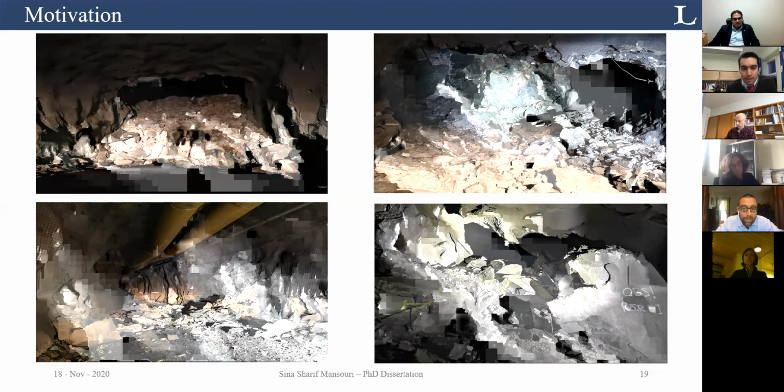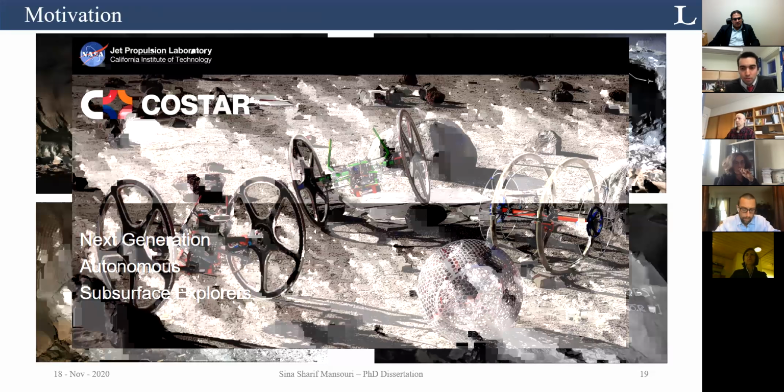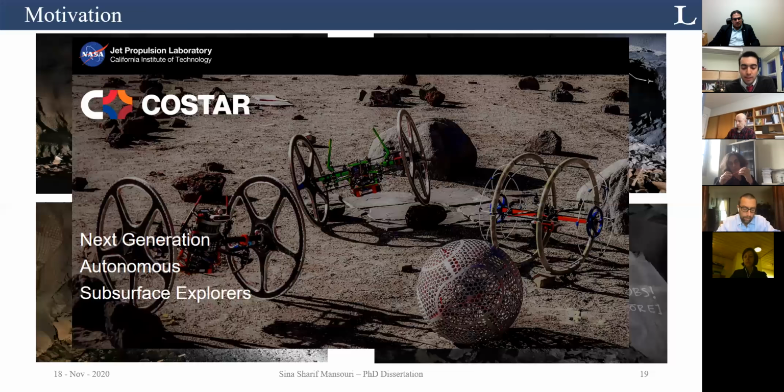Usually we have uneven surfaces, dust, obstacles, and this actually gives us the motivation to have a controller that considers these uncertainties and also has collision avoidance. Additionally, LTU Robotics is part of the CoStar team, with other members from MIT, Caltech, and JPL, and we are participating in the DARPA Subterranean Challenge.